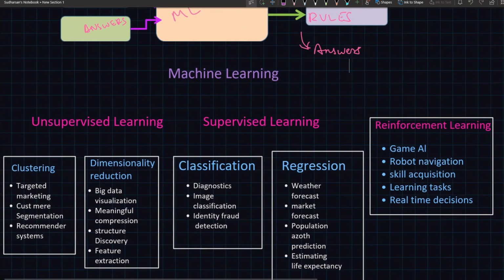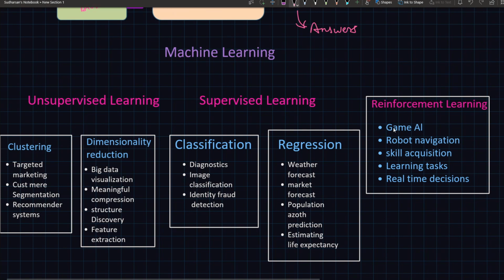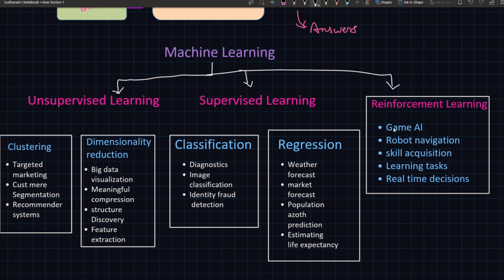There are different types of machine learning. The major three types of machine learning are unsupervised learning, supervised learning, and then reinforcement learning. Under unsupervised learning, we have two different parts, dimensionality reduction and clustering. Under supervised learning we again have two parts, classification and regression. And then under reinforcement learning we do not have any subparts. Reinforcement learning is used to build game AI, robot navigation, skill acquisition, learning tasks, and real-time decisions.